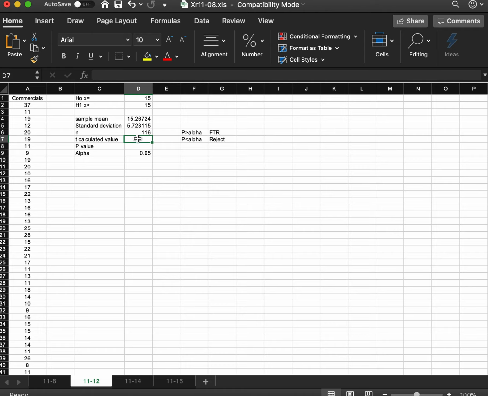T calculated value. So this is where it gets a little tricky. So with this, you want to use your x bar that you calculated, or your sample mean, and you're going to use your mean given to you by your claim, so your alternative. So it's going to be equals your x bar, or let's use parentheses, your sample mean subtracted by your claim, and you're going to divide that. Again, use your parentheses, by your standard deviation divided by the square root of your n.